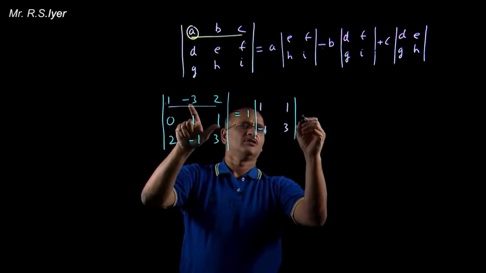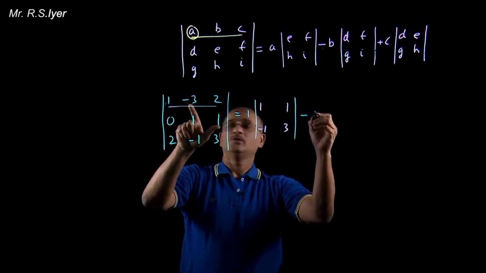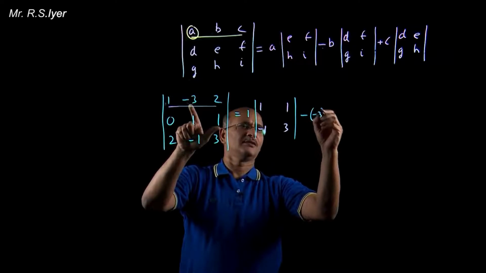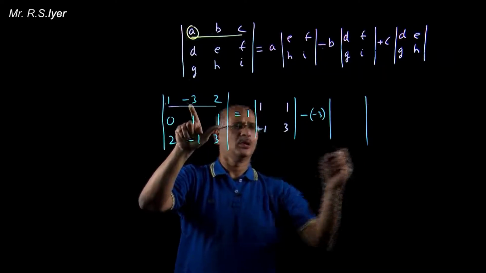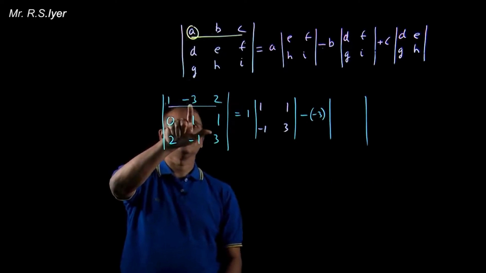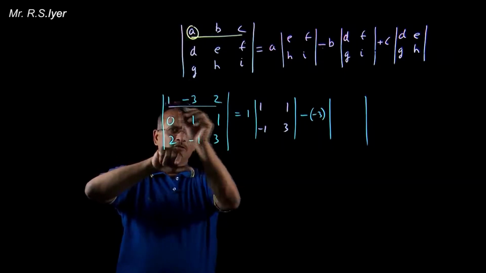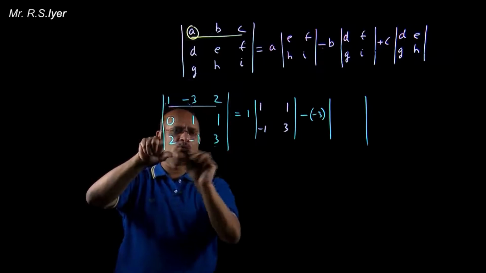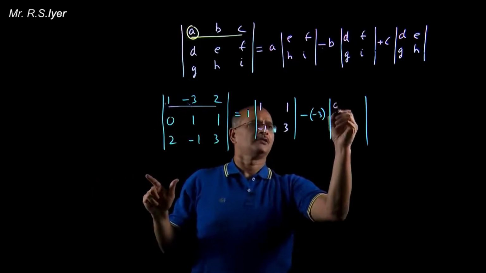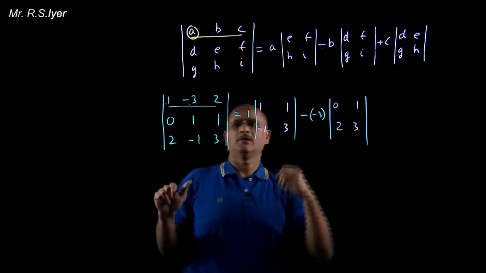Minus of minus 3 into. Try to understand what I am doing. Minus 3 is in the second column and the first row. So leave the first row and the second column: 0, 1, 2, 3.